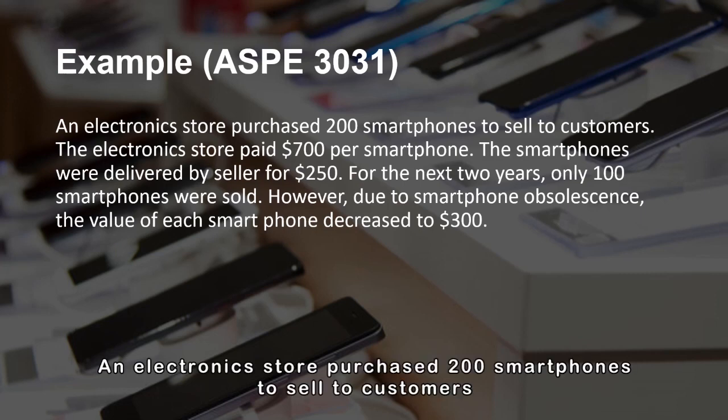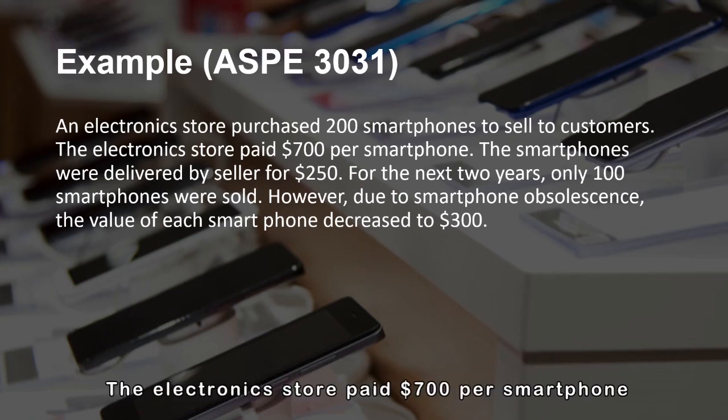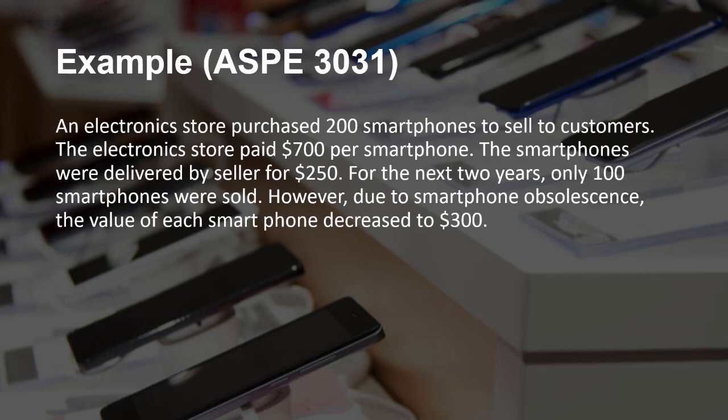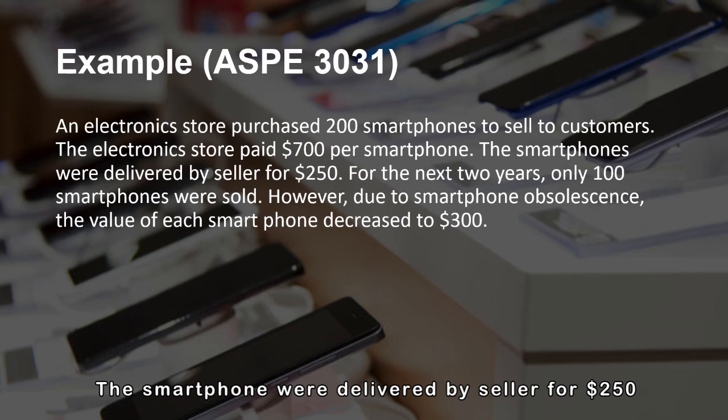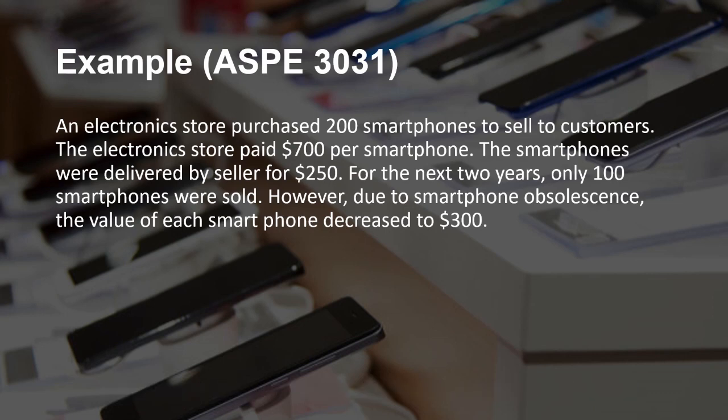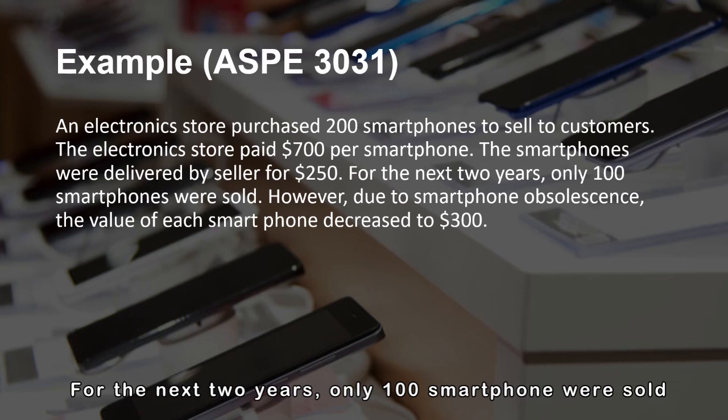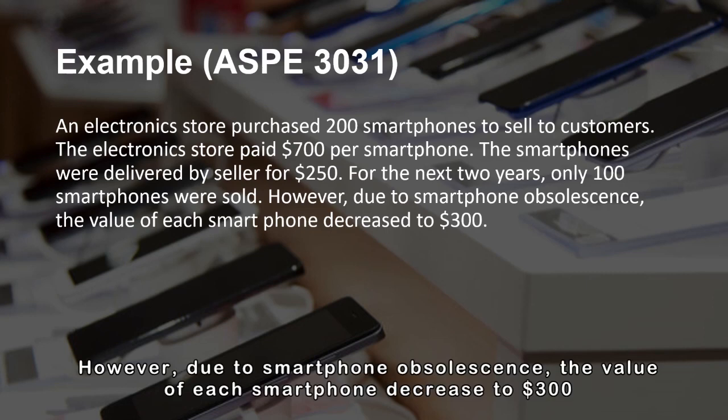An electronics store purchased 200 smartphones to sell to customers. The electronics store paid $700 per smartphone. The smartphones were delivered by the seller for $250. For the next 2 years, only 100 smartphones were sold. However, due to smartphone obsolescence, the value of each smartphone decreased to $300.